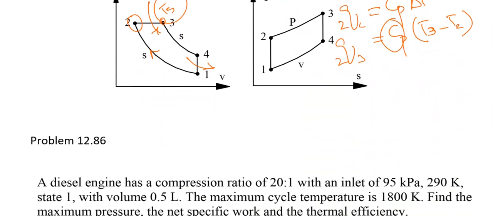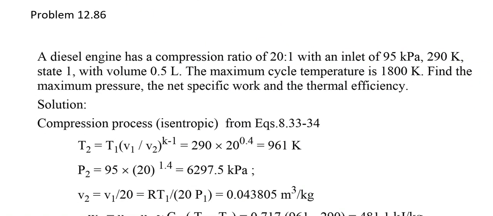Moving next to problem number 12.86 of the same book. A diesel engine has a compression ratio of 20 to 1 with an inlet of 95 kilopascal and 290 Kelvin, which is definitely at state 1, with a volume of 0.5 liter. The maximum cycle temperature is 1800 Kelvin. Find the maximum pressure, the inlet specific work, and the thermal efficiency.